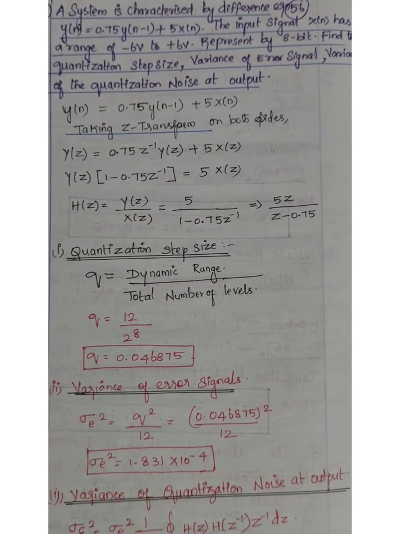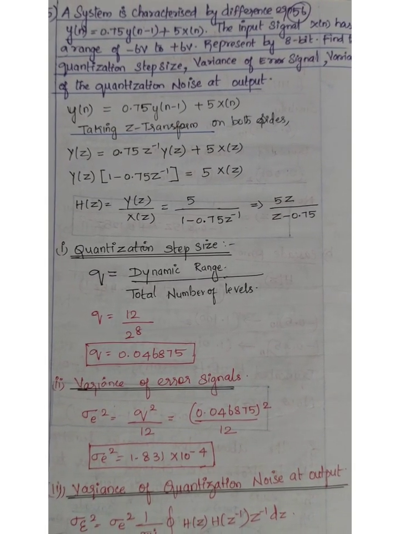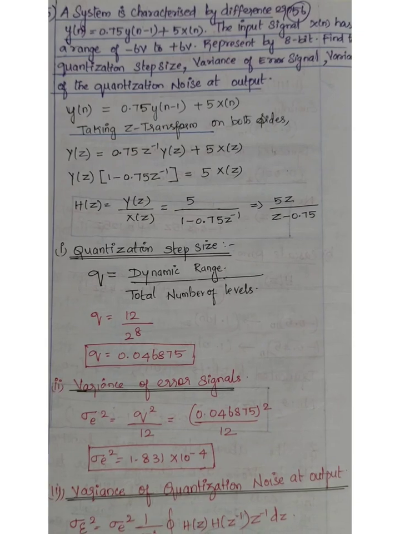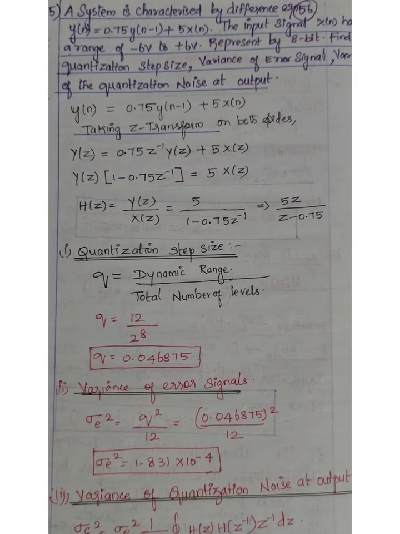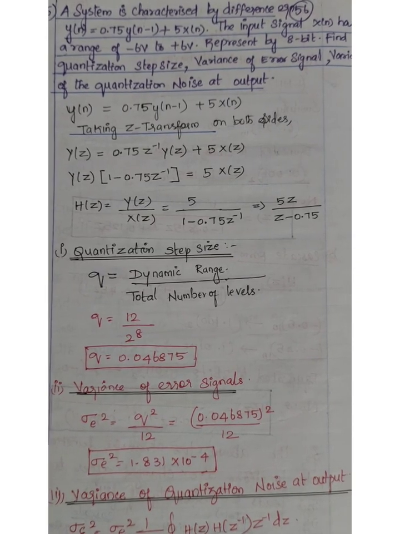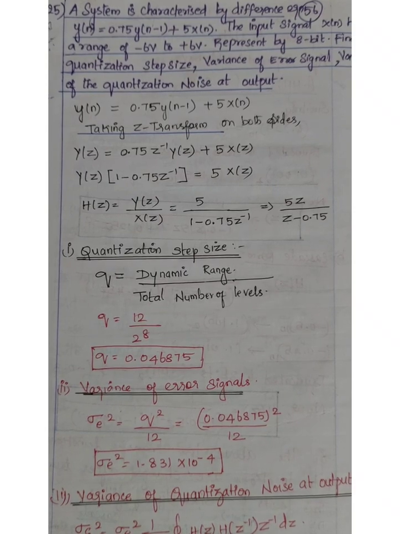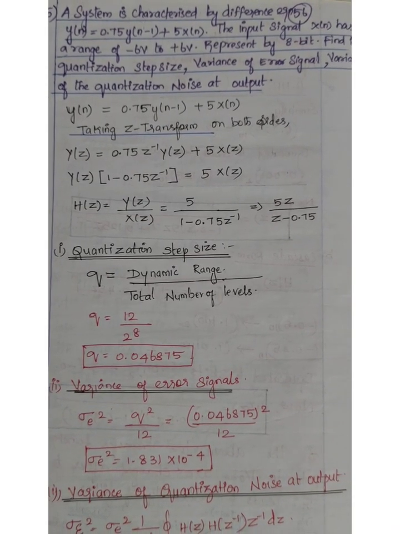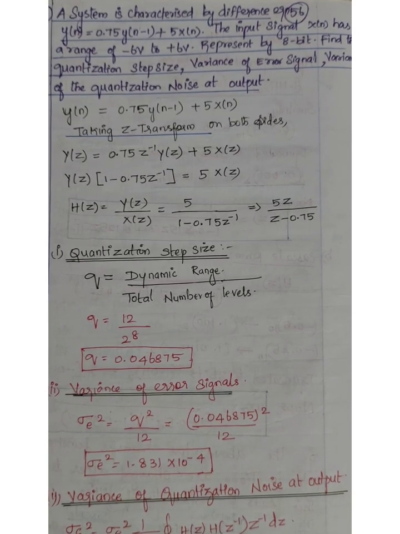Question number 2: find the variance of the error signal. The formula is sigma_e squared, where sigma represents variance and e represents error. Sigma_e squared = Q squared by 12, which is 0.046875 the whole squared divided by 12. You get sigma_e squared = 1.831 x 10^-4. So part 1, the quantization step size Q, is over, and part 2, the variance sigma_e squared, is over.